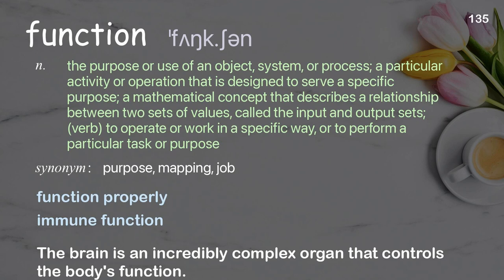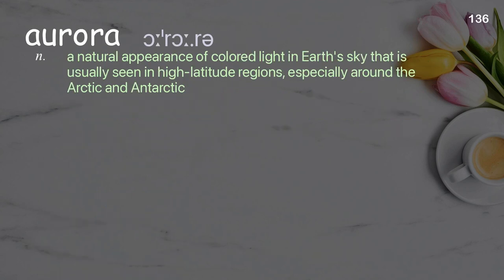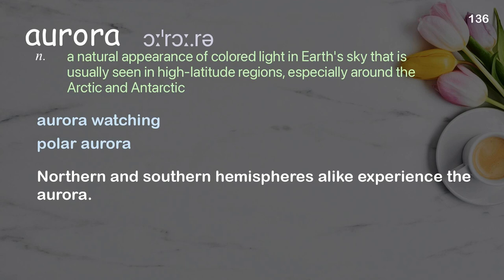Aurora. A natural appearance of colored light in Earth's sky that is usually seen in high-latitude regions, especially around the Arctic and Antarctic. Examples: aurora watching, polar aurora. Northern and southern hemispheres alike experience the aurora.